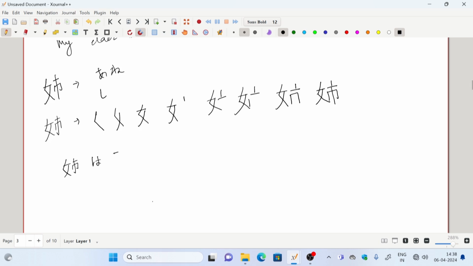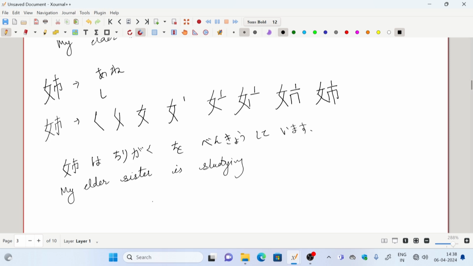If you say geography, it is chirigaku. Chirigaku o benkyou shite imasu. Okay, so my elder sister is studying geography.